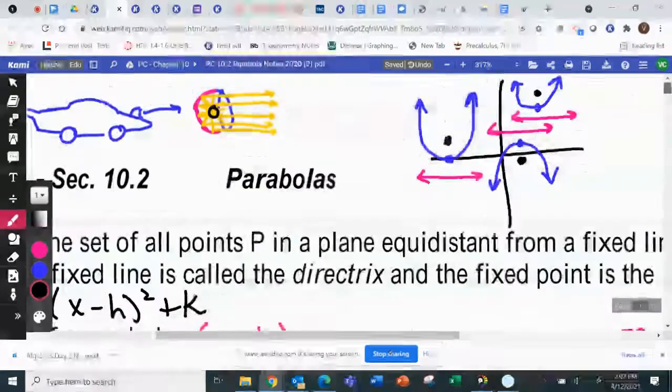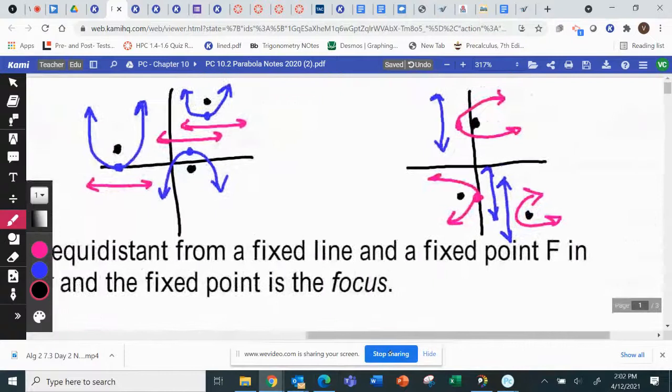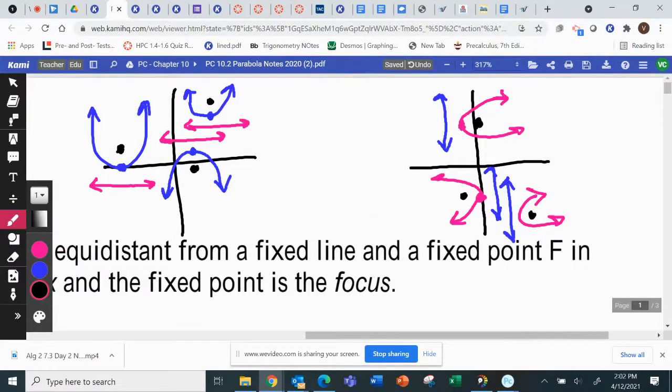When we have parabolas that open up or down, we could have no x-intercepts, we could have one x-intercept, or we could have two x-intercepts. How many y-intercepts will we have when it opens up or down? Only one every single time. There has to be one y-intercept, but there could be 0 to 2 x-intercepts.